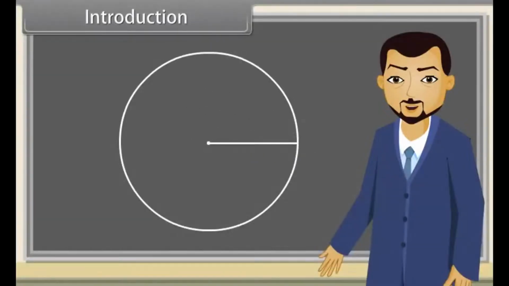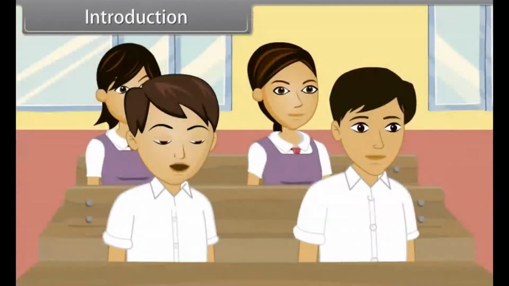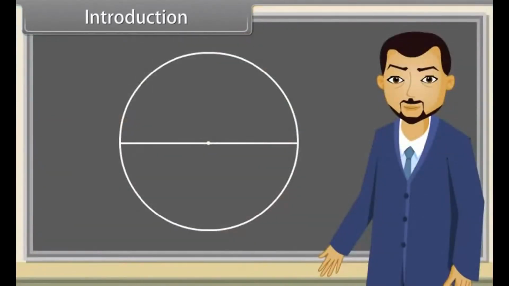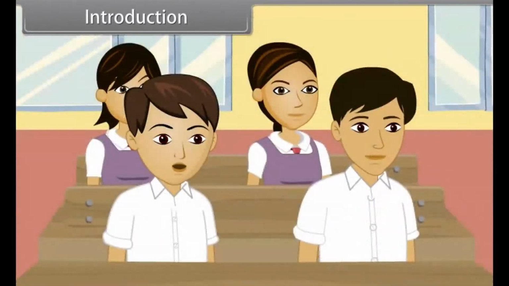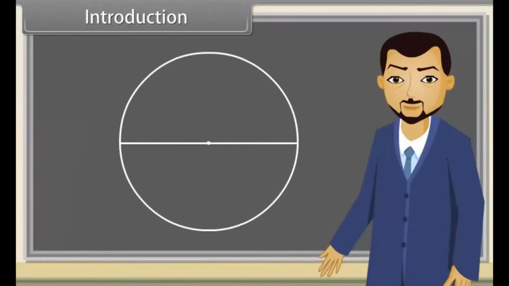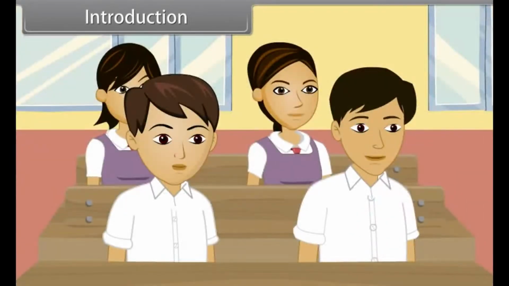Students, what is this? Radius of a circle. Students, what is this? Diameter of the circle? Yes, you're right. And what if I mark a line segment here? What is this now? It's a chord.